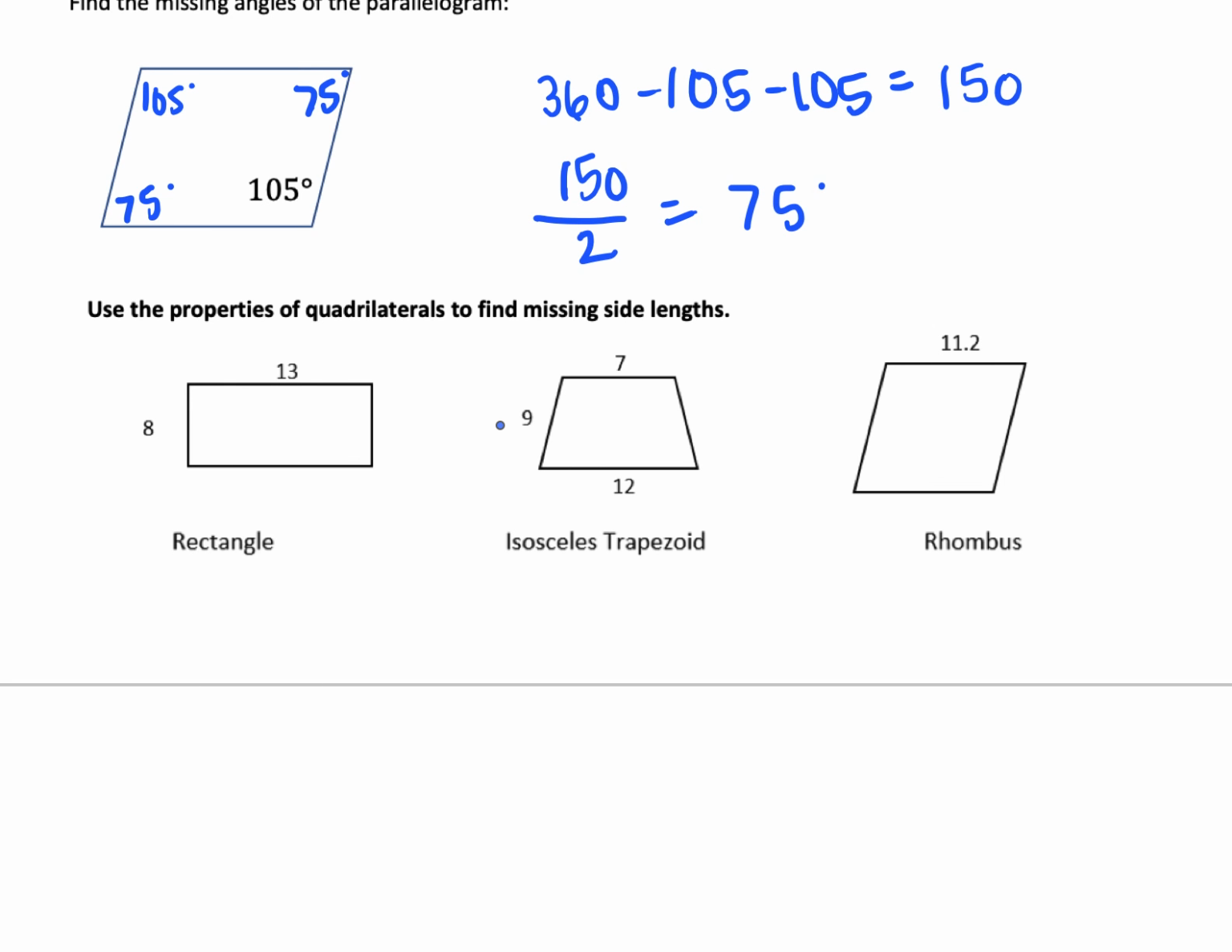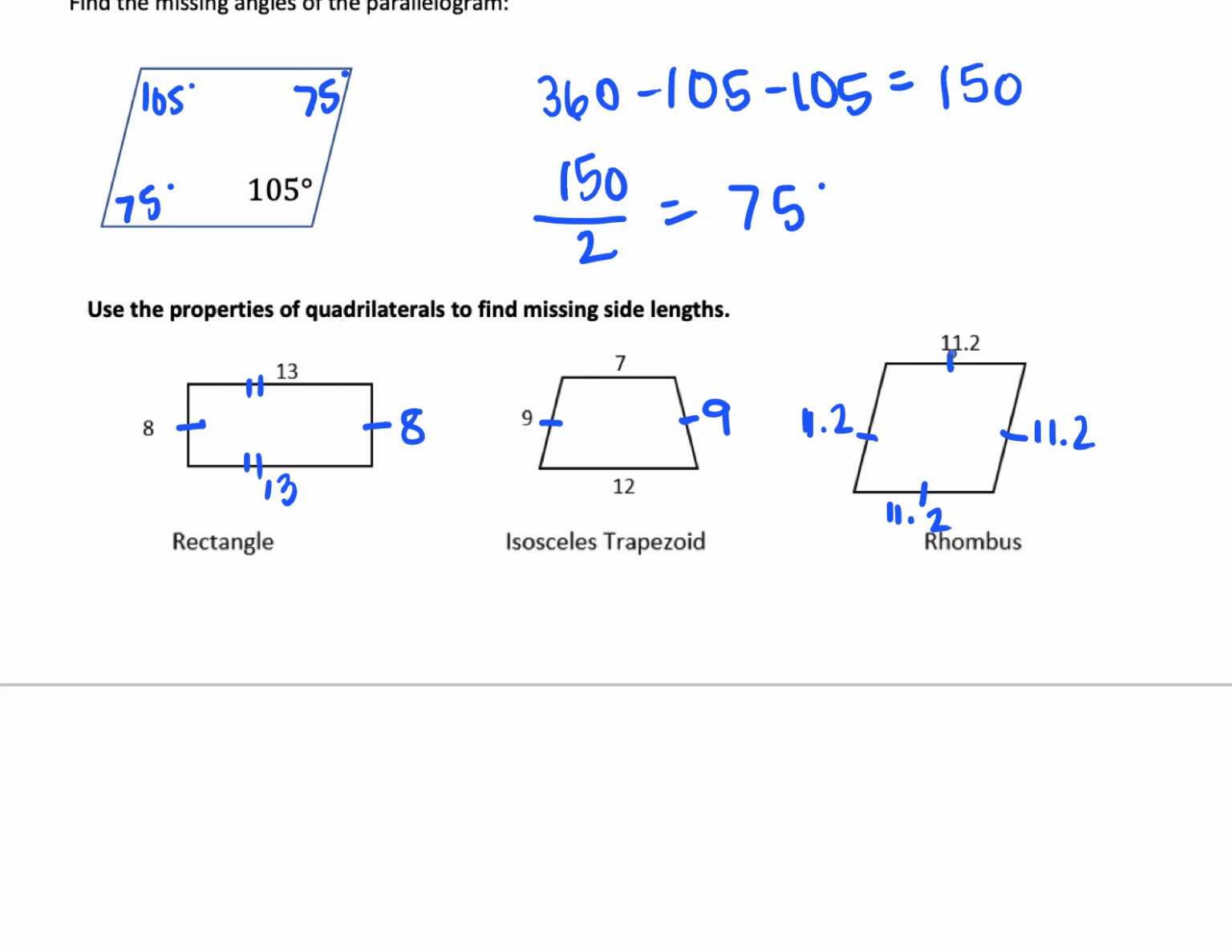Now finally, sometimes you'll have to find the missing side lengths of a quadrilateral. In this first one, we have a rectangle given to us, and we have to find its missing sides. In rectangles, we know the opposite sides are congruent. So if this short side here is 8, this other side will also be 8. This side's 13, so the opposite side will be 13. And here we have an isosceles trapezoid, so we know that in an isosceles trapezoid, there are 2 sides that are congruent, and that would mean that this side has to be 9. Finally, we have a rhombus, and in a rhombus we know that all sides are congruent, which means every side of this rhombus would have to measure 11.2.